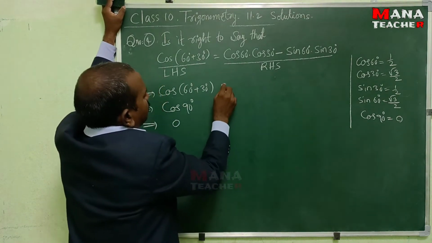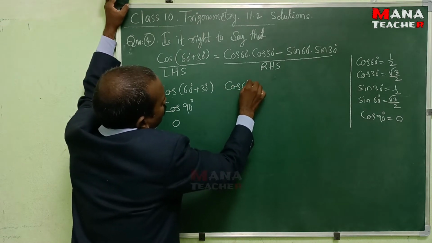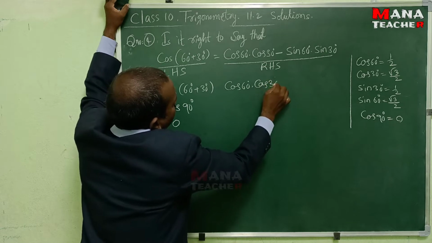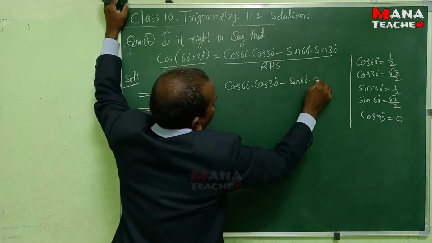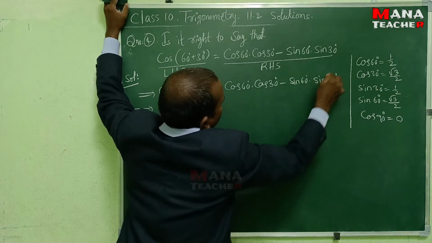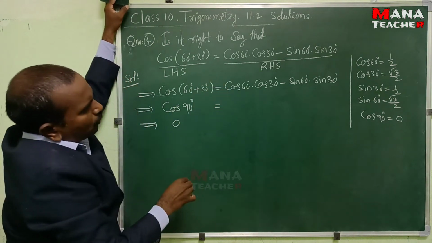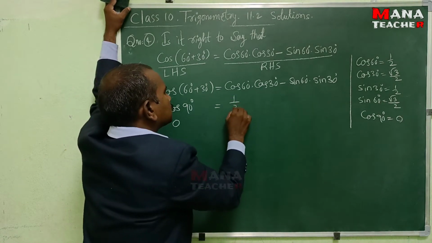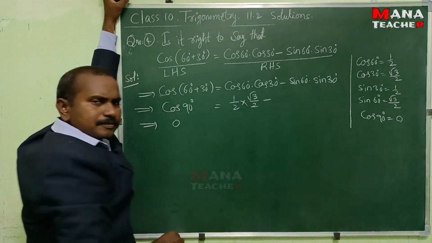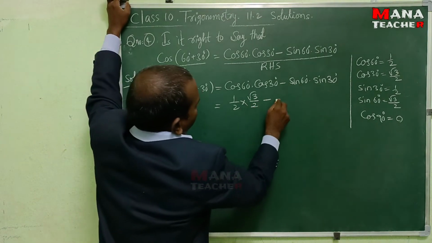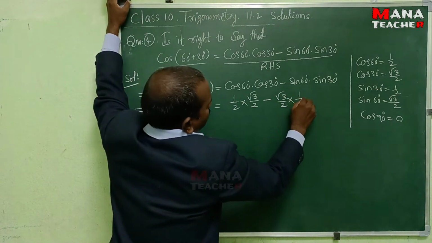Here RHS, cos 60 degree cos 30 degree minus sin 60 degree and sin 30 degree. So now substitute the values here. Cos 60, 1 by 2, into cos 30, root 3 by 2, minus sin 60, root 3 by 2, into sin 30, 1 by 2.